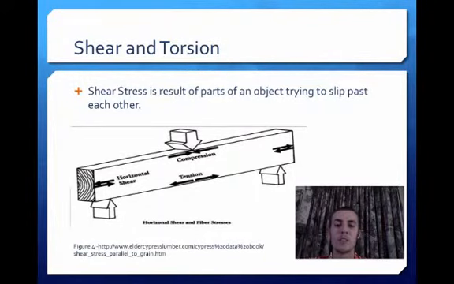Torsion is the twisting motion of an object as a result of an applied torque. Torque is measured in Newton meters. Shear stress is generated in the act of torsion and occurs in pairs to maintain equilibrium, parallel to the material surface. It is a result of parts of an object trying to slip past each other.